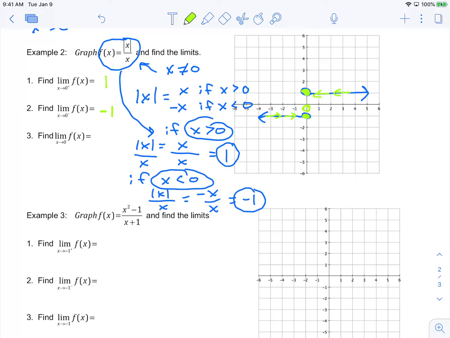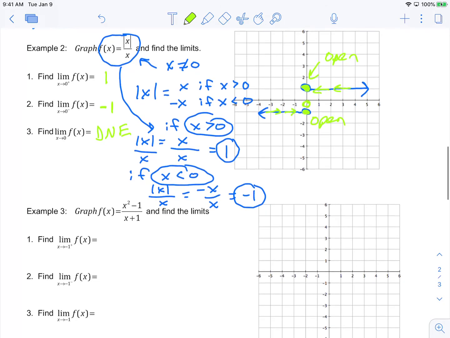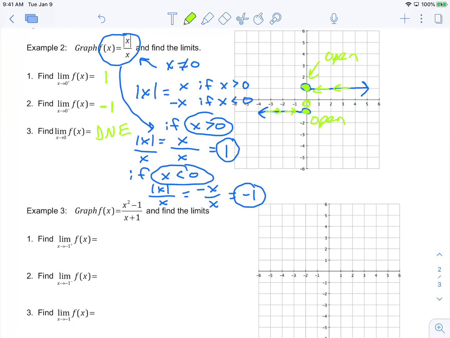And so using what we just talked about, this limit, remember that these were open circles. In this case, the limit does not exist because from the right side we get 1 and from the left side we get negative 1. All right? So just remember, if the limits don't match from both sides, the limit does not exist.